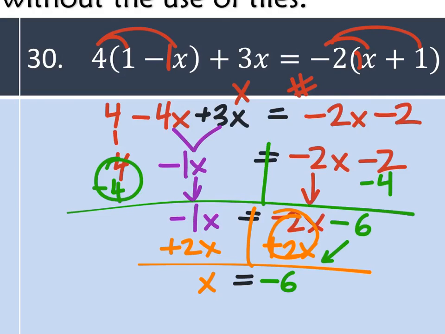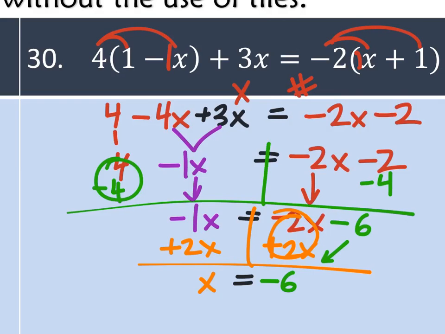I'll use my calculator for this one. It's kind of a long expression there. 4 parentheses, 1 minus negative 6. And the minus and negative buttons are different. Plus 3 times negative 6. And when I push equals, I got 10.